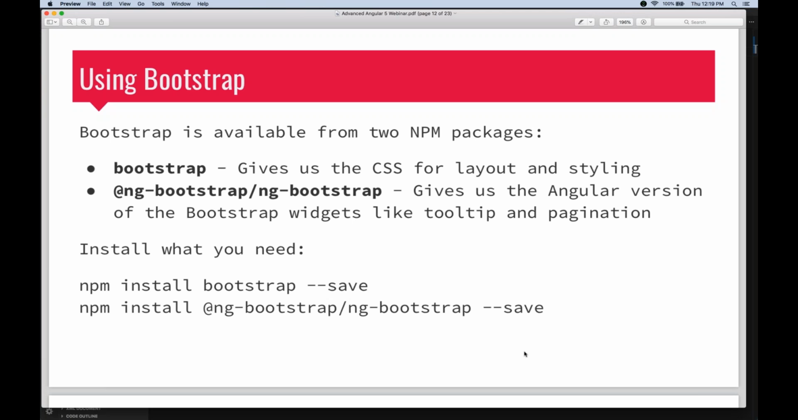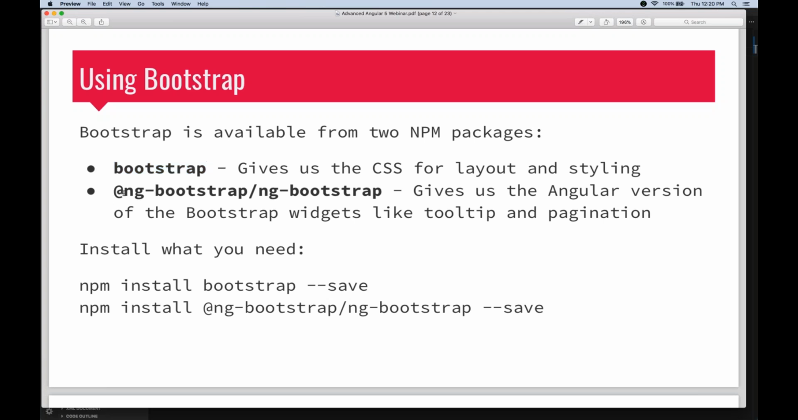The layout engine is done entirely using CSS, whereas the widgets like pop-ups and buttons require JavaScript. By default, Bootstrap uses jQuery to implement these widgets. So there are two NPM packages we need to learn about. The first one is the Bootstrap NPM package. This gives us just the CSS, so we're going to need that for layout. We need to install that.